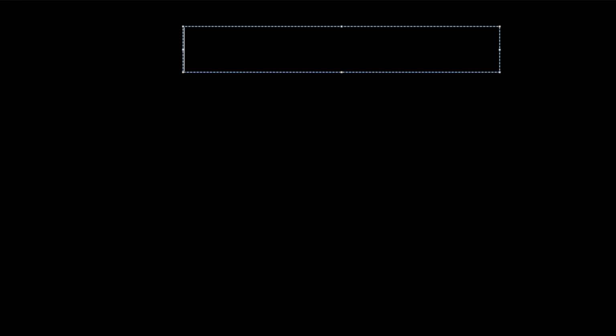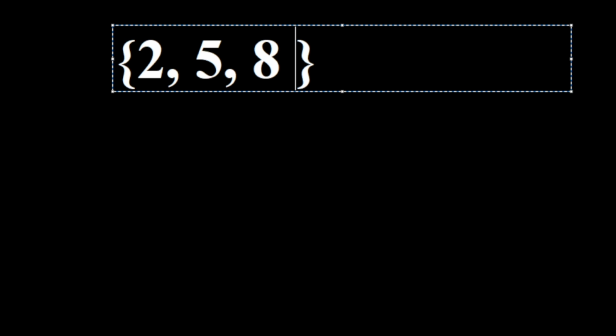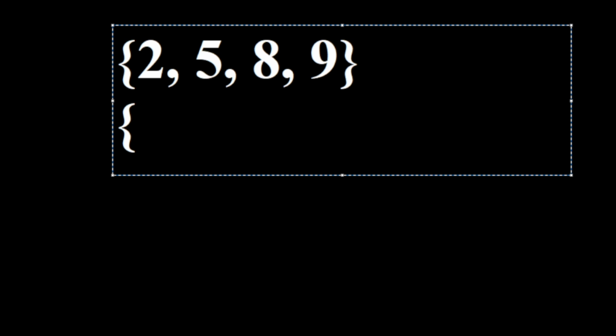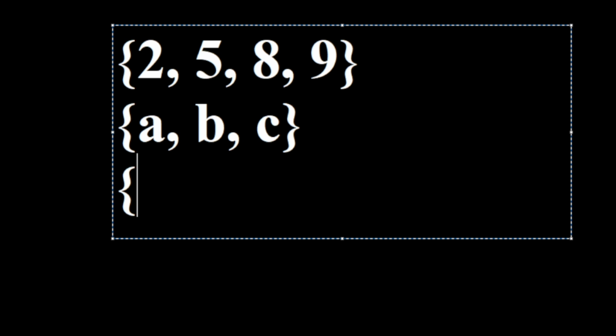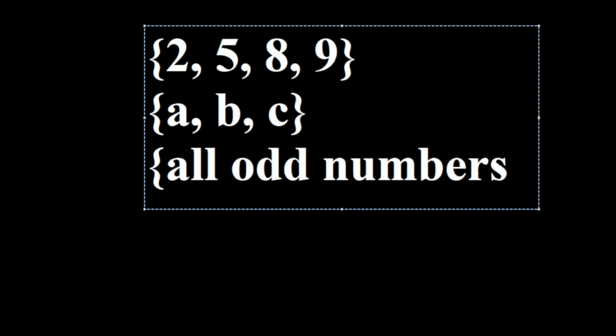So first thing you want to do is understand what this curly brace means. All it does is contain the set. We have an open and a closed curly brace, and whatever's inside is inside the set. You can have a set of numbers, 2, 5, 8, and 9. You can have a set of letters. You can have a set of anything you want. In fact, you can even have a set of all odd numbers.